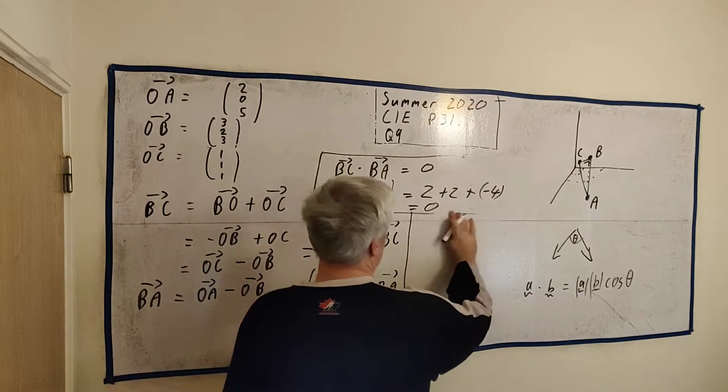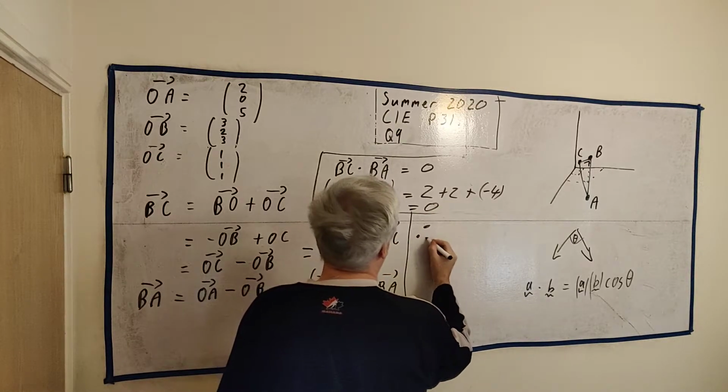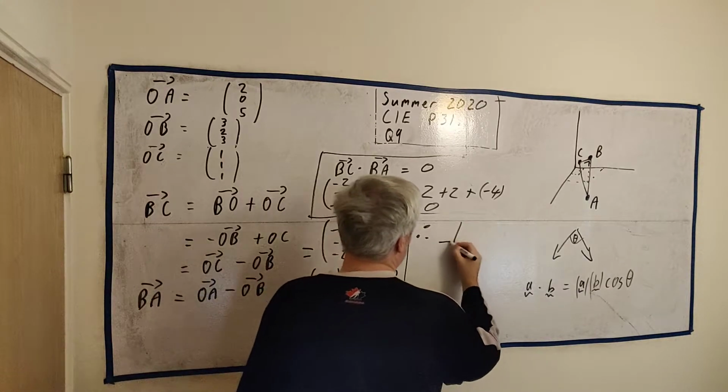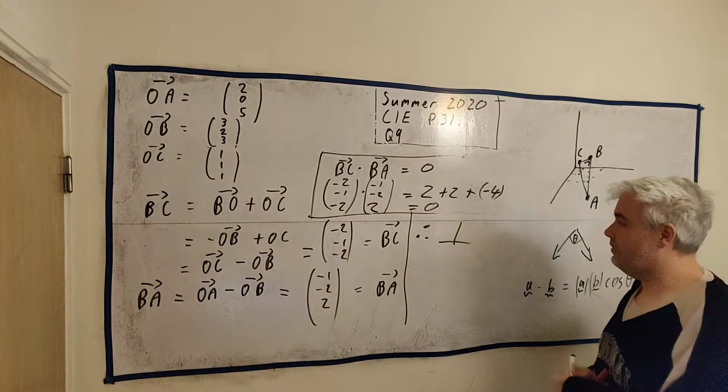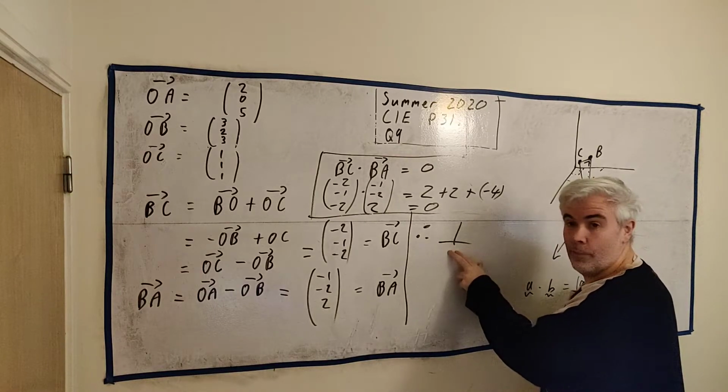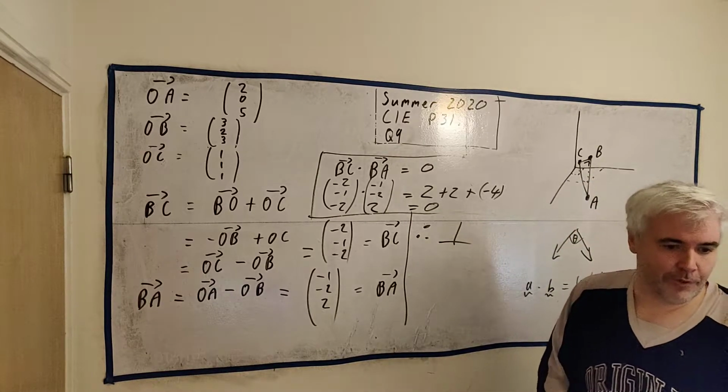And you could just write something along the lines of therefore perpendicular. You wouldn't even have to write English. You can write that in English if you want, but that just means therefore perpendicular. And you're going to get full marks for part A.